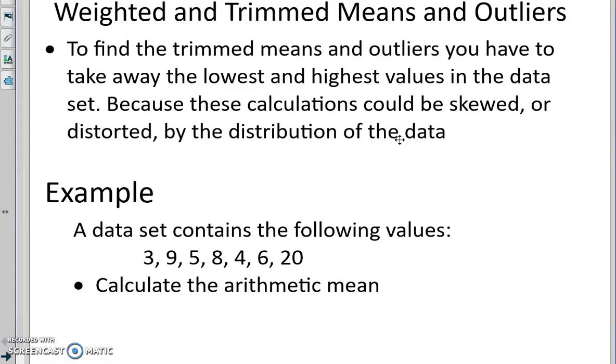I don't know what these are. Maybe they're like number of hot dogs eaten at a birthday party or something. Like 3, 9, 5, 8, 4, 6, 20. Like 20 is way out of whack, right?